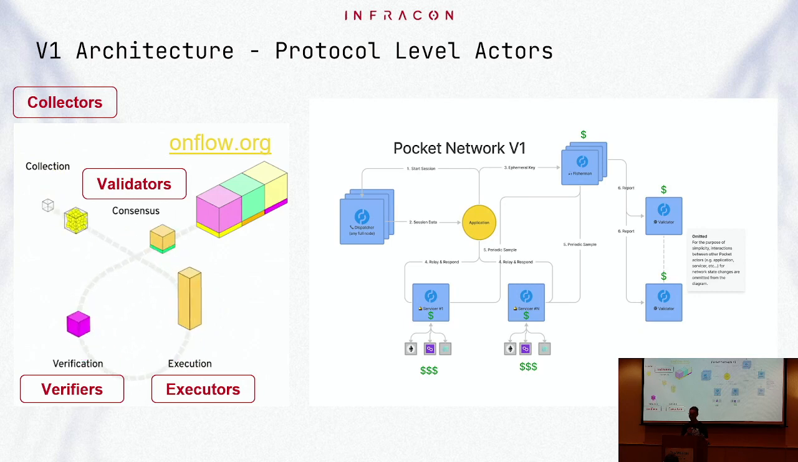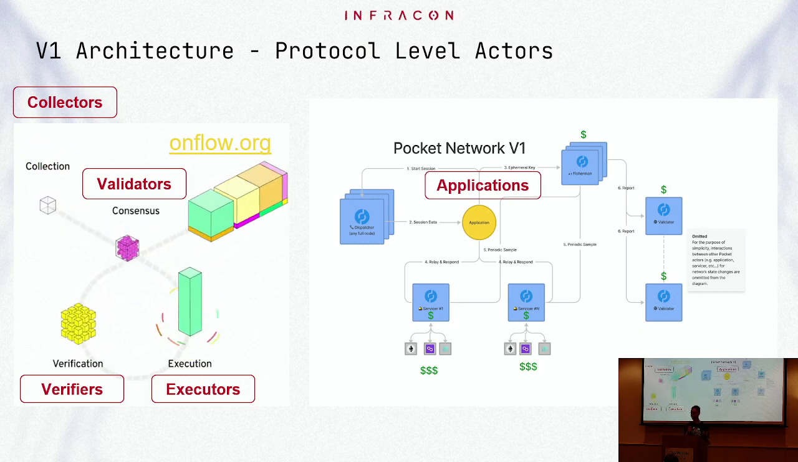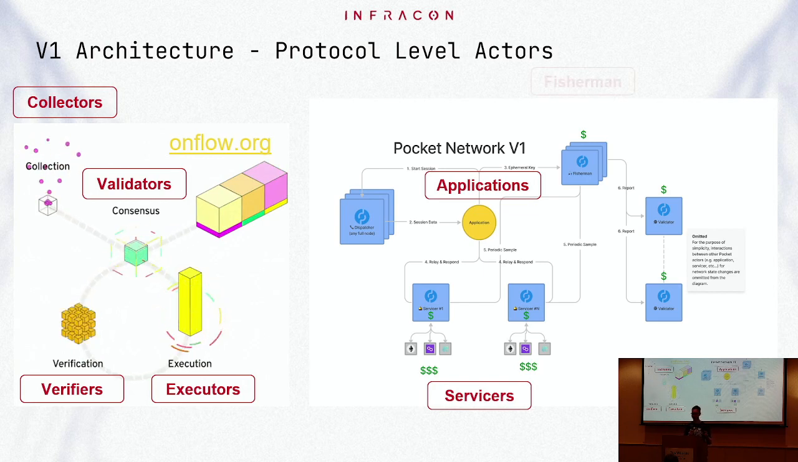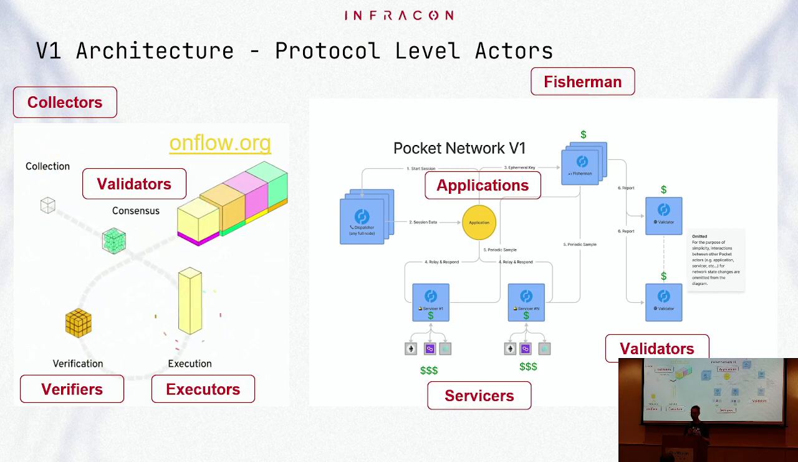Pocket is completely different. Our actors are actually split into applications, which need to stake in order to use the blockchain, in order to use the utility of the blockchain, servicers, which need to stake in order to provide that utility, fishermen that need to stake in order to overlook the servicers and make sure that the utility is secure and correct. And of course, we need validators to ensure the integrity of the blockchain.